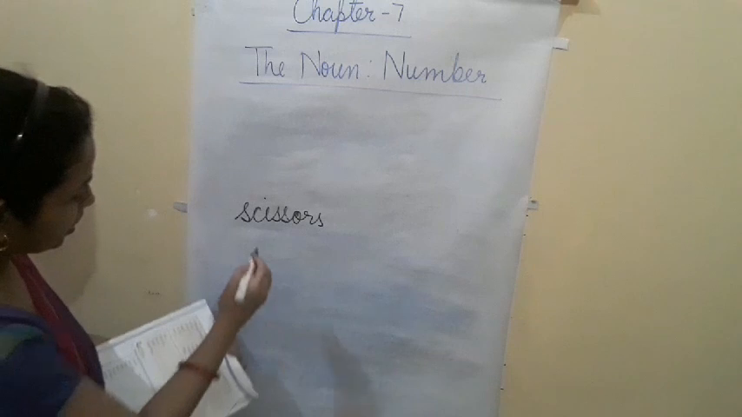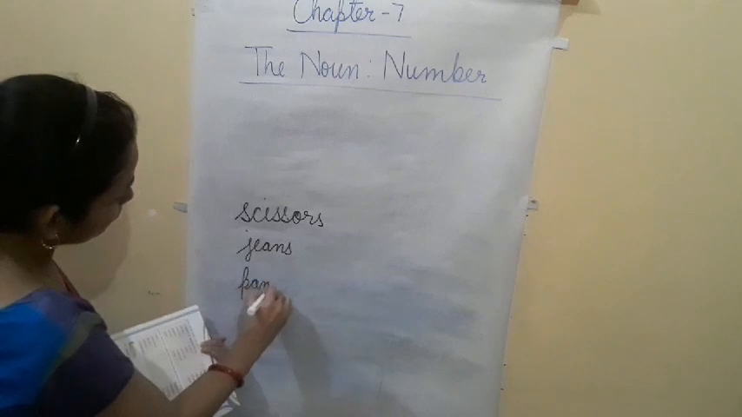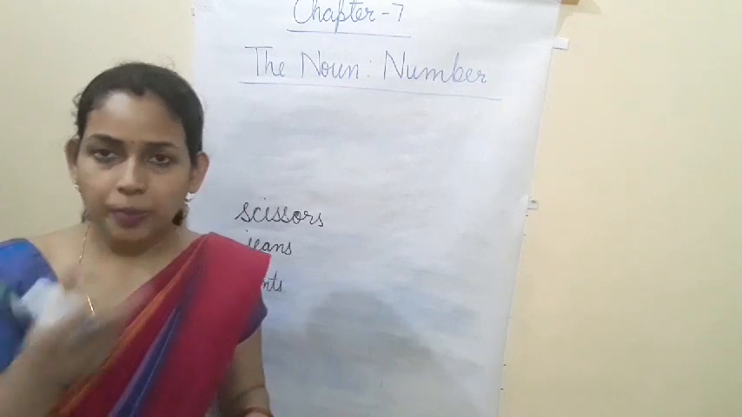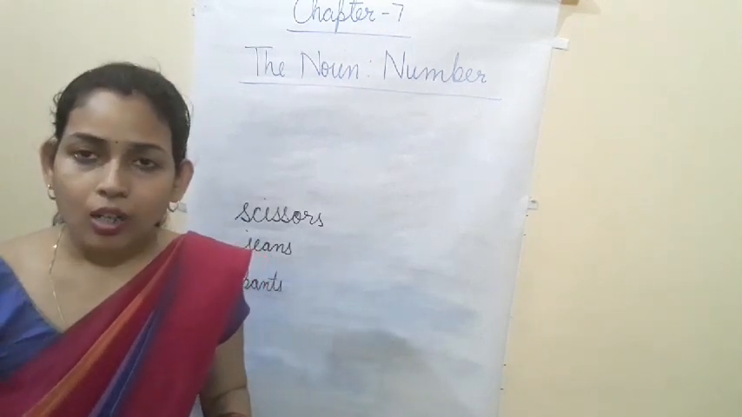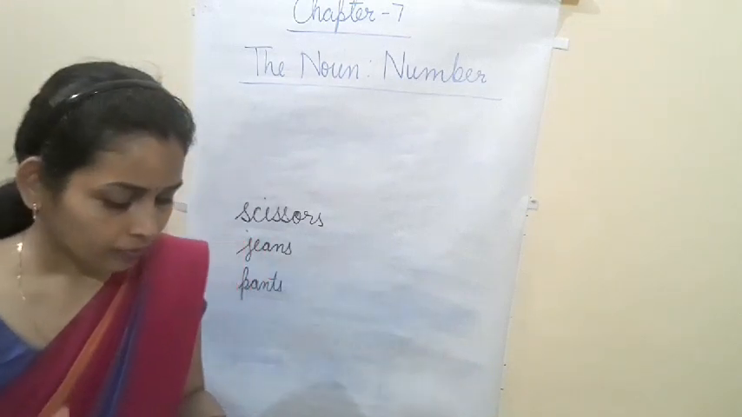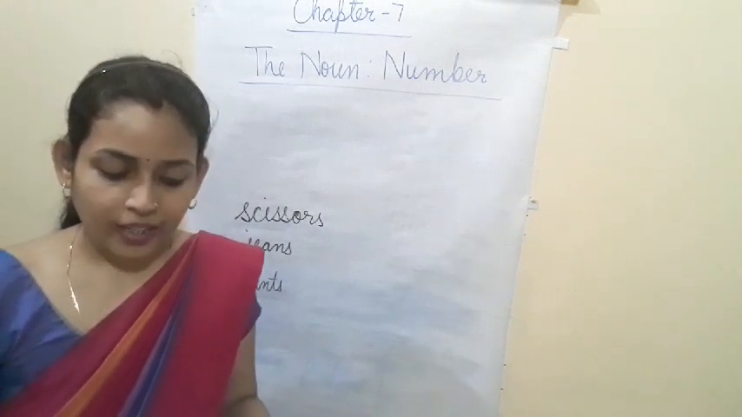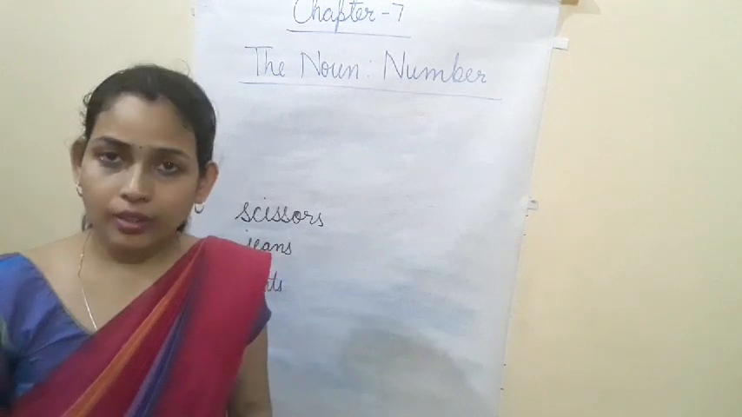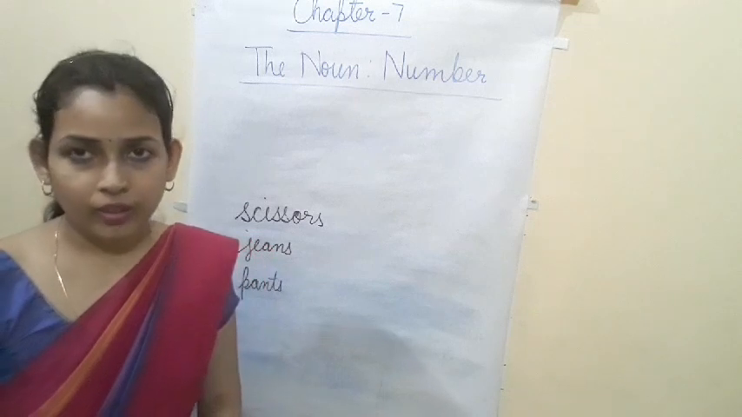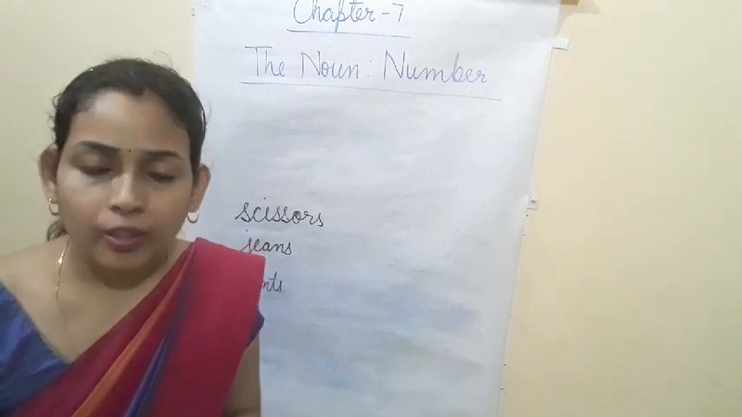Okay, jeans, pants. It means it has two parts, so pants, okay. Spectacles, shorts, tongs, goggles, scissors, pajamas, tights, trousers. So these nouns we always write in plural. They have only the plural forms.